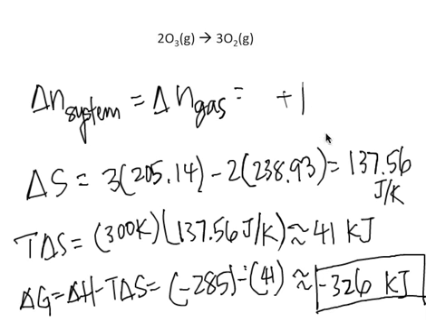So as you can see here, we have a positive entropy change. So we went from 2 moles of more ordered molecules to 3 moles of more disordered molecules. So entropy here was positive. And as you can see here, this reaction is spontaneous as we predicted. So delta G is less than 0, is negative.